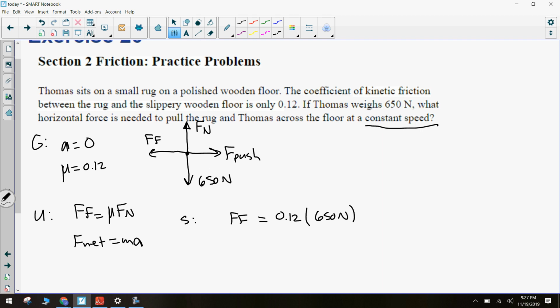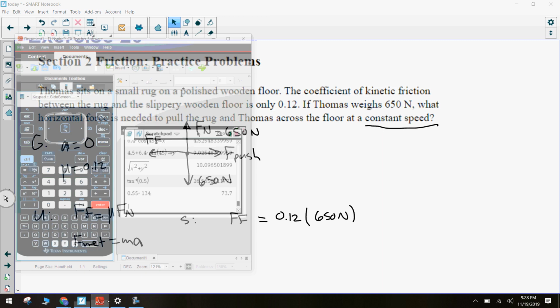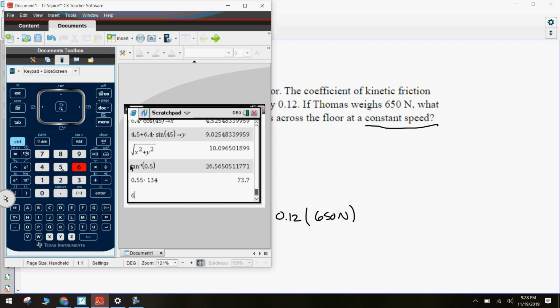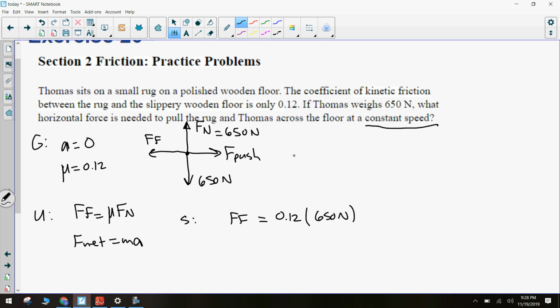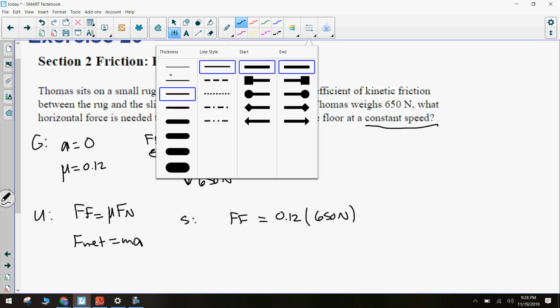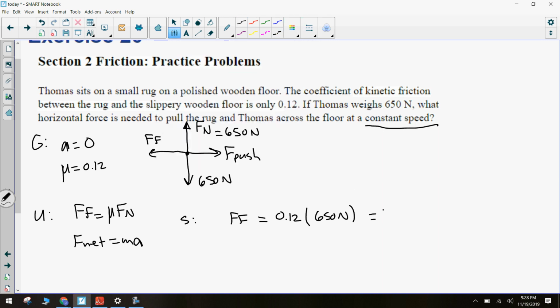I forgot to label that earlier when I told you that it had to be balanced going straight up, but that's what it is. So now I come back over to the calculator, 650 times 0.12. And we get 78. Equals 78 newtons. And predictably, when we do F net equals ma, again, this part canceled with that part.